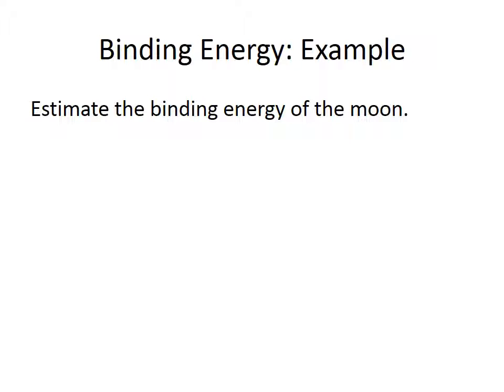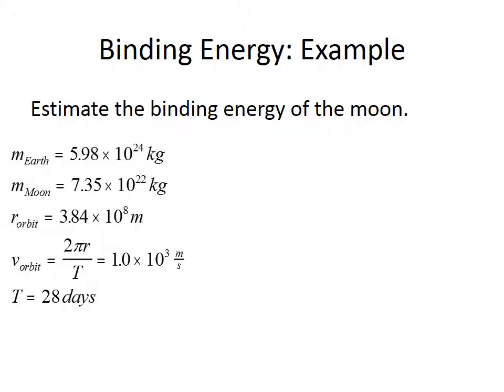Let's estimate the binding energy of the Moon. We're going to be given that the mass of the Earth is about 6 times 10 to the power of 24 kilograms. The mass of the Moon, much less, 7.35 times 10 to the power of 22 kilograms. The radius of the orbit is being given as 3.84 times 10 to the power of 8 meters. The speed at which it's orbiting, if we do 2 pi r over a period of 28 days, is going to be 1.0 times 10 to the power of 3 meters per second.